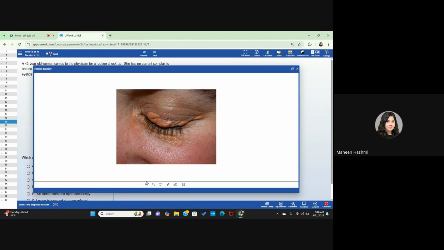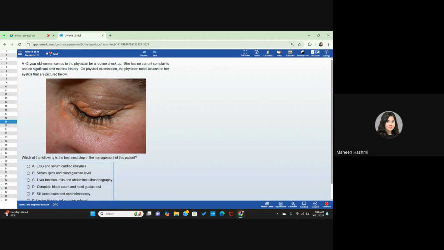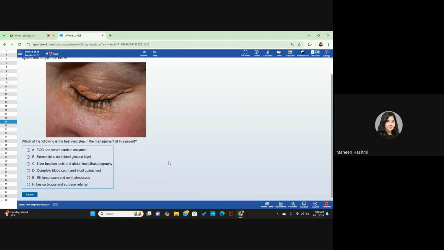What is this? What's going on? It's xanthelasma. Xanthelasma, yes. A 42-year-old woman. Which of the following is the best next step? See, again, they're asking best next step. This is a step 2 question. I don't know why they're asking it in step 1. They made it difficult for you guys.